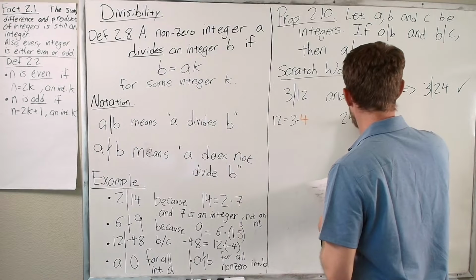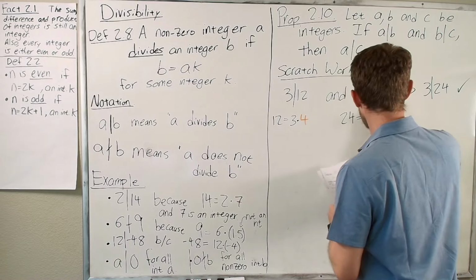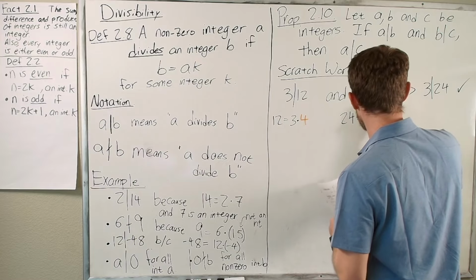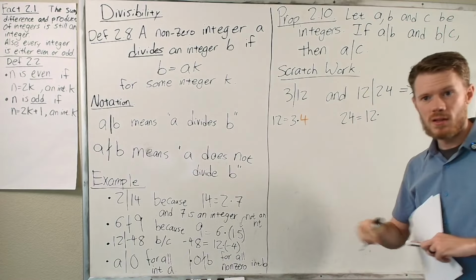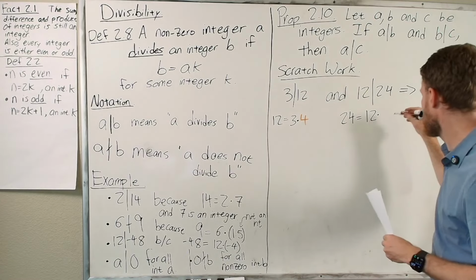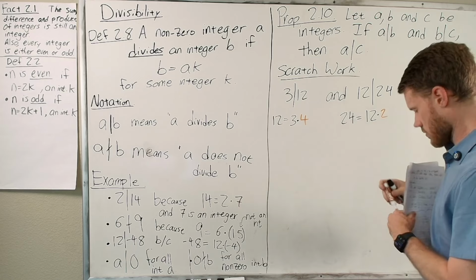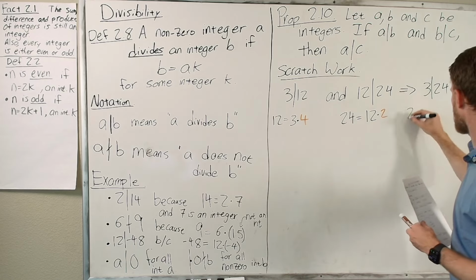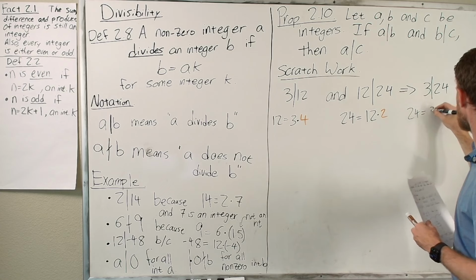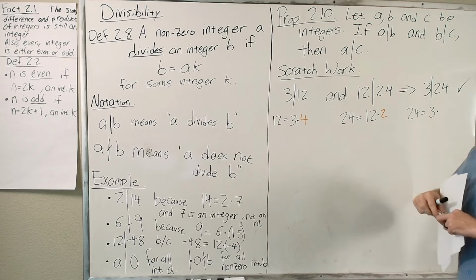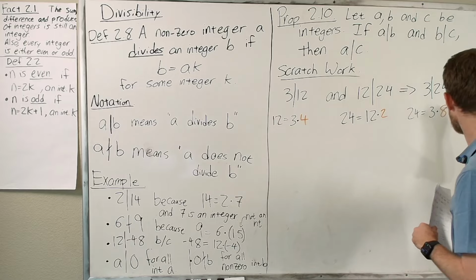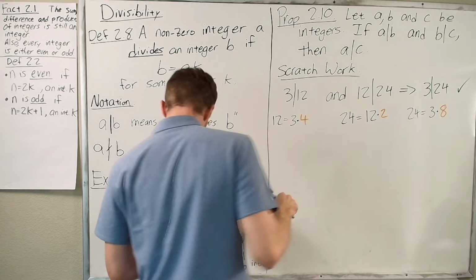24 equals 12 times. Is there an integer k that we can put here? Well, there's got to be. If this is true, there has to be one. In this case, 2 is that integer. And 24 equals 3 times, what's the integer? 8. Okay.